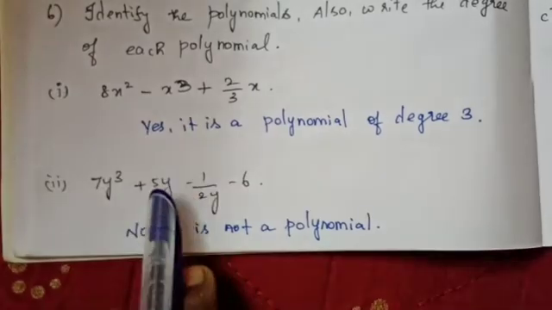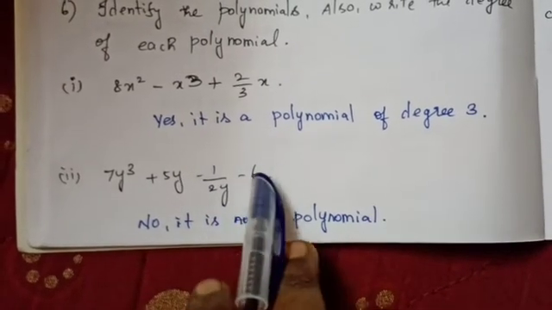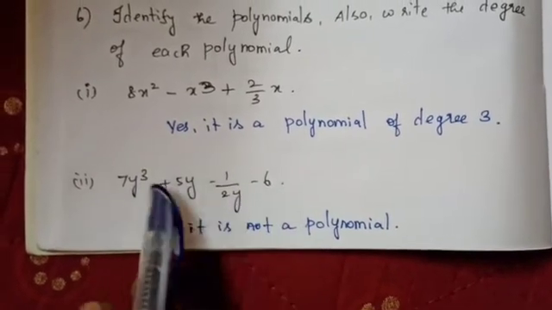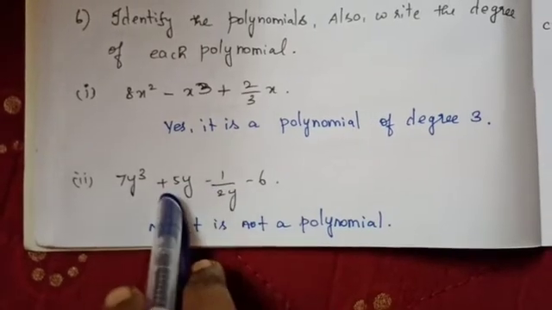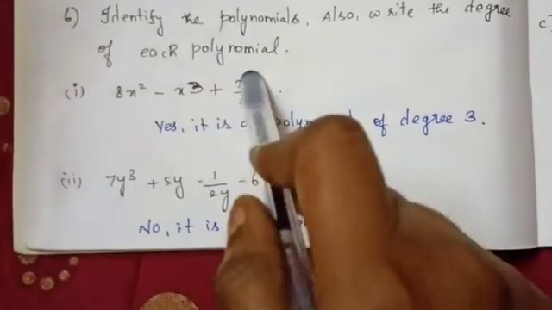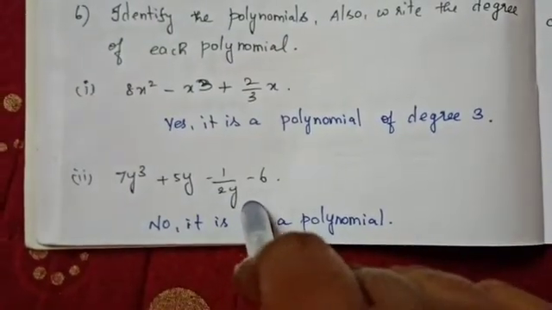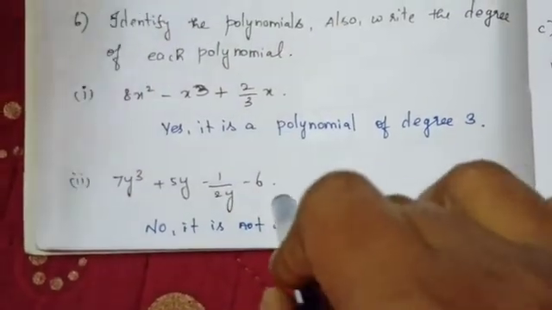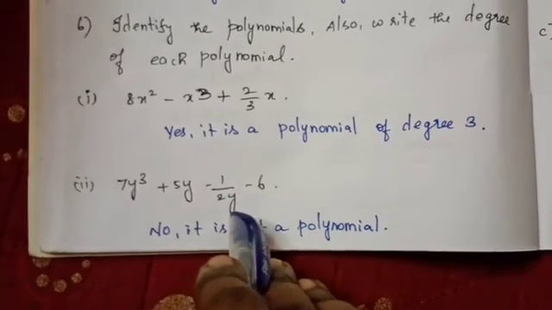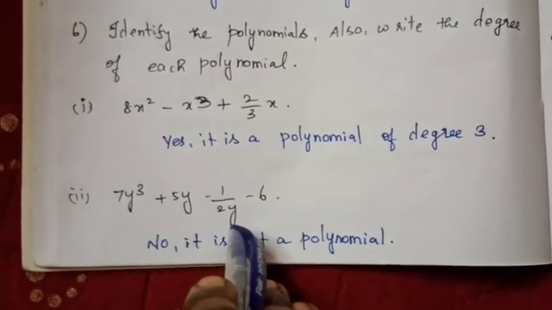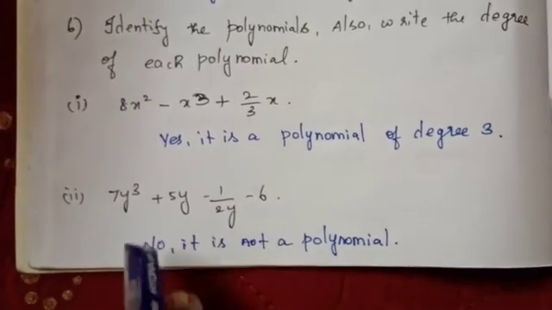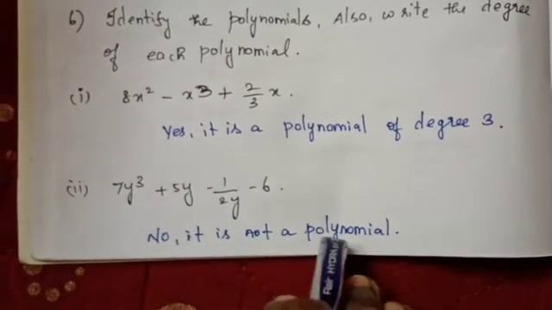Second subdivision: 7y cube plus 5y minus 1 by 2y minus 6. This one is not a polynomial. y is the variable, but it is not a polynomial because of the variable in the denominator. A number in the denominator is no problem, but a variable in the denominator, when it comes to the numerator, makes the power negative. In a polynomial, no negative power is allowed, only positive powers. So it is not a polynomial.